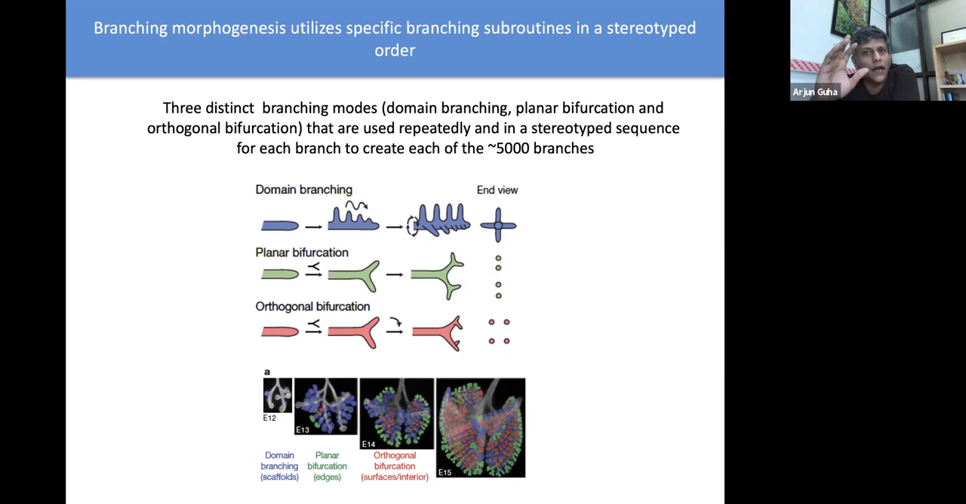So yes, the answer to the question, is the branched pattern of the airways in the lung the same in every one of us? More or less. There can be some stereotypic differences which can arise because of genetic background. There can also be some stochastic differences that arise because of errors that exist in this particular program of branching morphogenesis.